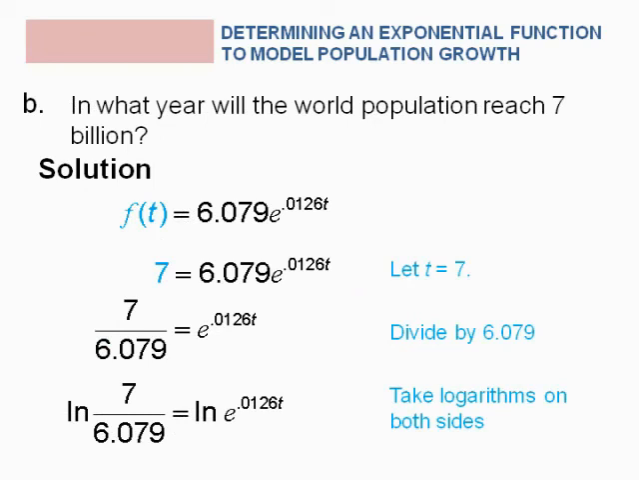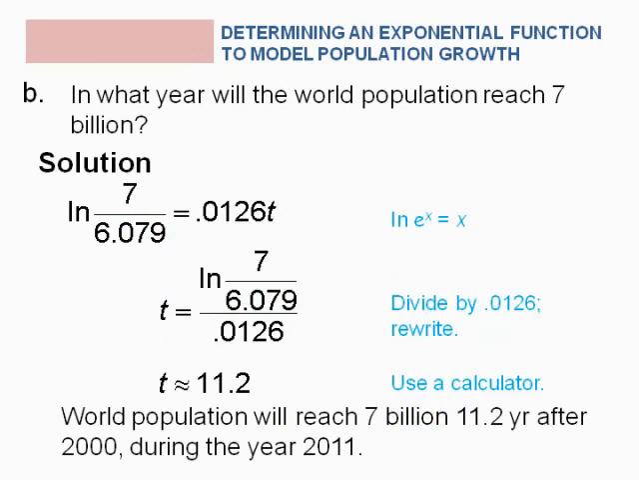One more example, and we'll sign off on this video. In what year will the population reach 7 billion? So we can put 7 in for the y value, f of t, and solve here. So what they did here is they divided both sides by our initial value there, 6.079. As you can see, ln both sides, which you know is going to pop that power right off of there. And solving, it's going to take 11.2 years after 2000.